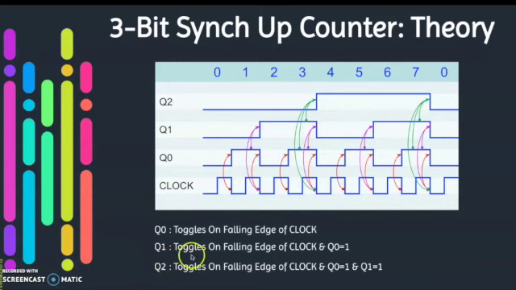Then we have Q2, which toggles on the falling edge of the clock when Q0 is 1 and Q1 is 1. If we look at Q2, that's the green arrows. So we have the falling edge of the clock, Q0 is at 1, Q1 is at 1, then Q2 triggers. It does not trigger until we have all three of these: the falling edge, Q0 high, Q1 high. It doesn't trigger again until all three of those occur at the same instant again. That's not until way over here where we have a falling edge, Q0 is high, Q1 is high, and Q2 then triggers.